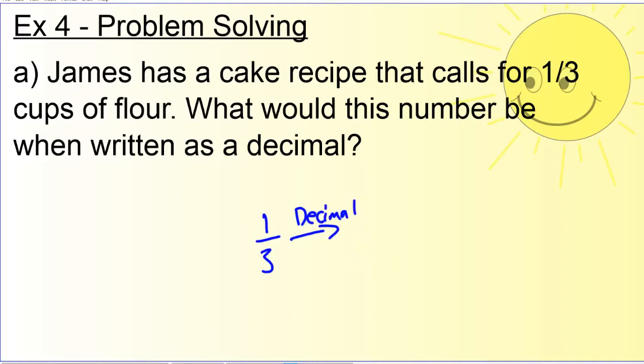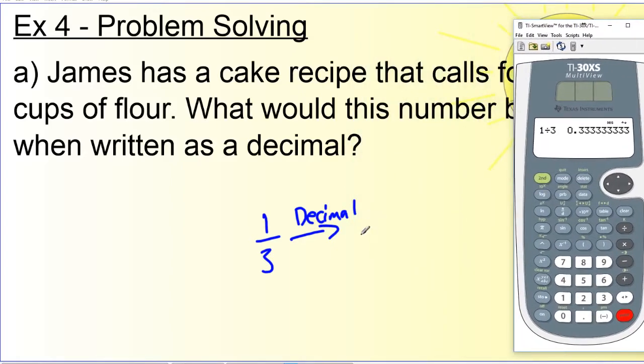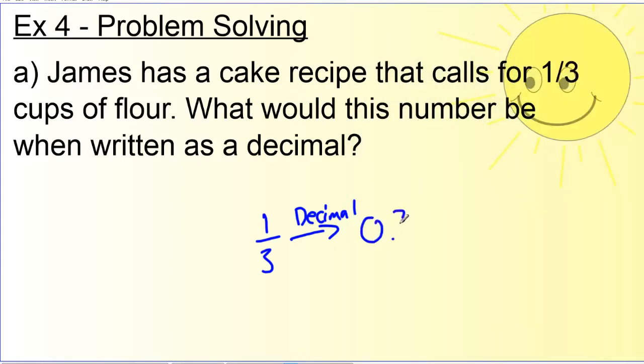Okay, and the way we've been doing that is we take the fraction and we divide. So if I take 1 divided by 3 equals 0.33333333, or 0.3 repeated. That was pretty darn easy.